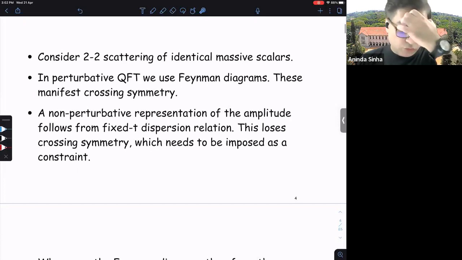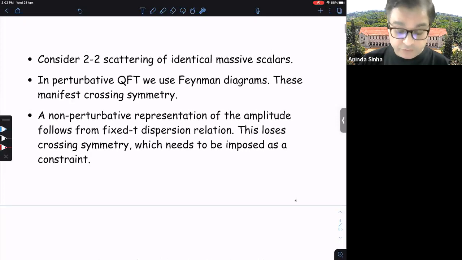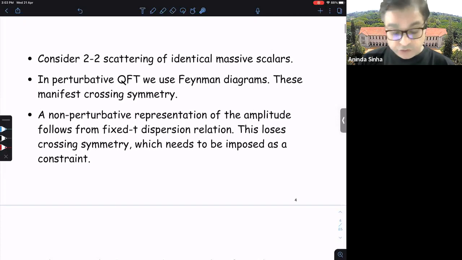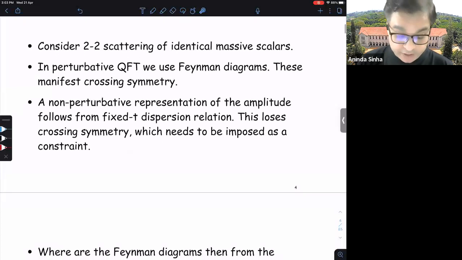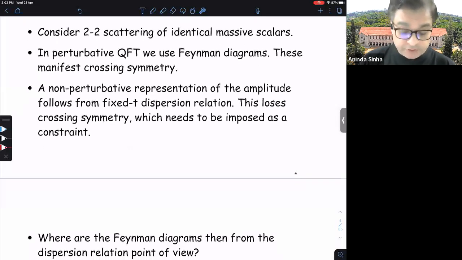When we consider a 2-to-2 scattering of identical massive scalars in perturbative quantum field theory, we use Feynman diagrams, and we know this from the first course in quantum field theory. Since we're considering identical massive scalars, this will have manifest crossing symmetry, which means that if I permute s, t and u, the amplitude will be invariant. So this is a perturbative representation.